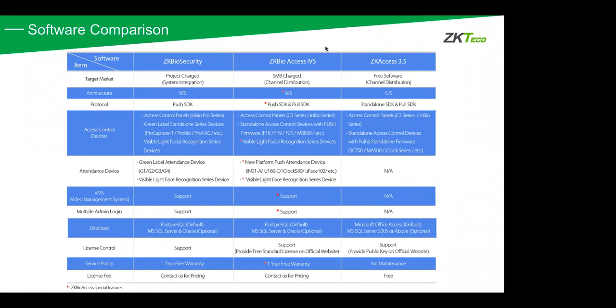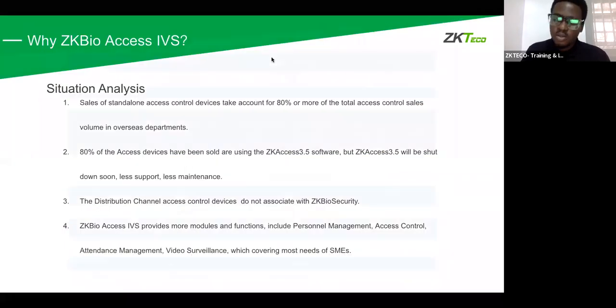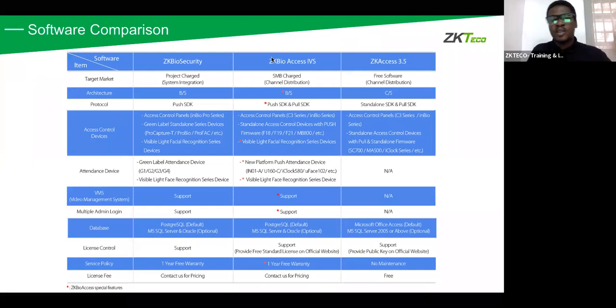Probably you want to add a user from their area. Probably there's a device in their area and they want to add a user from their area to the main headquarters, so they can do that. These are the things ZK Access 3.5 won't give you. And in terms of VMS, video management system, ZK Access 3.5 cannot do that either.